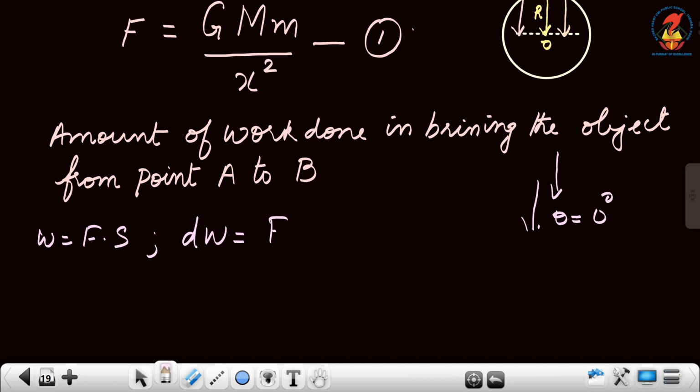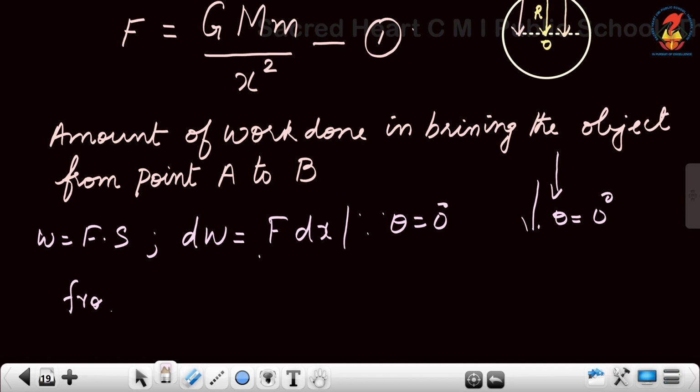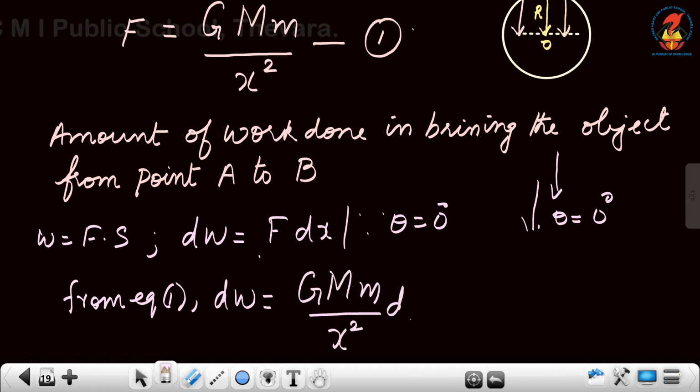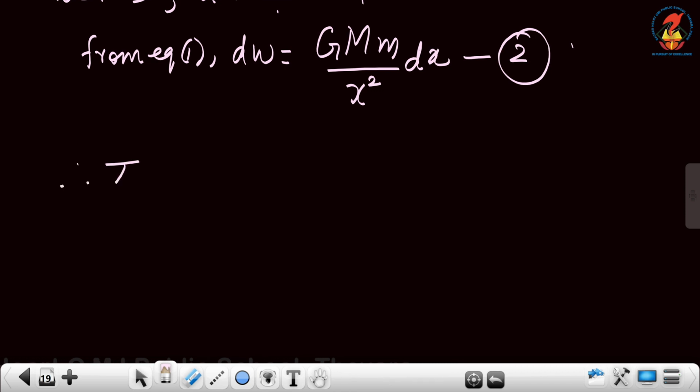So, let us derive the expression for gravitational potential energy. For that, we consider Earth to be a perfect sphere of mass M and radius R. This line denotes the center of the Earth, and R is the distance from the center of the Earth to the surface.